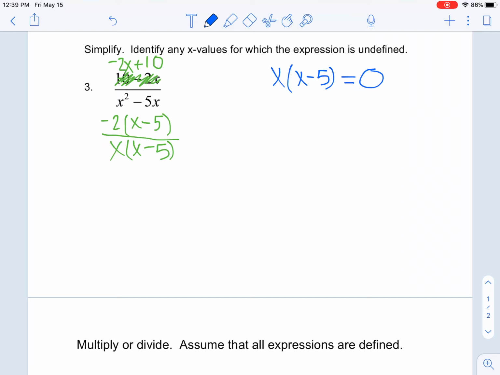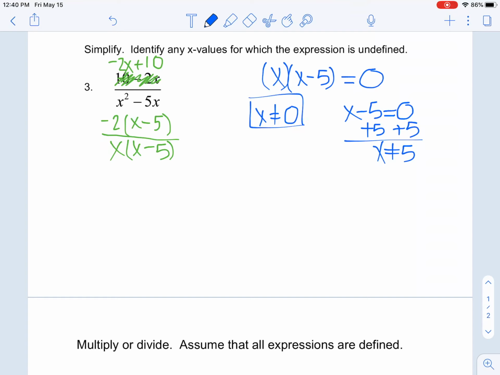And remember that the zero product property allows us to take both parts of this equation. So I'm talking about the x and the x minus 5 and set each of those equal to 0 and solve. So first we have x equals 0, so that tells us right away that that's one of our excluded values. Then we can add 5 to both sides with the second equation. So that tells us that x cannot equal 5. So we have 2 excluded values for this problem.